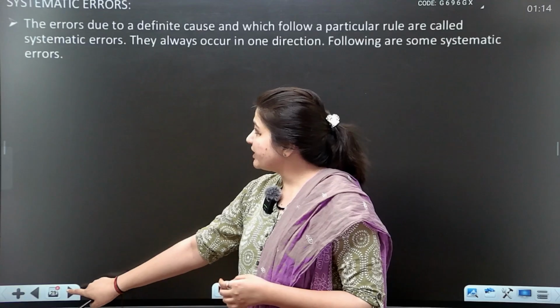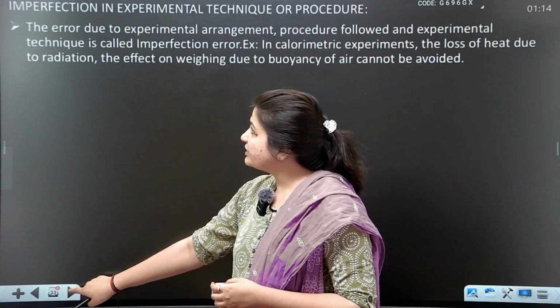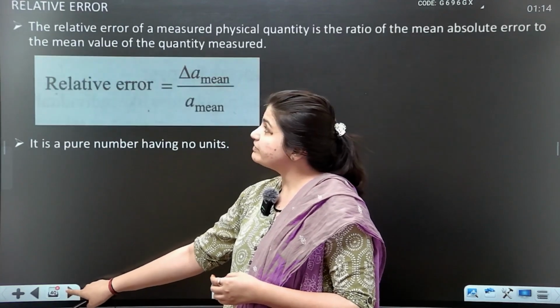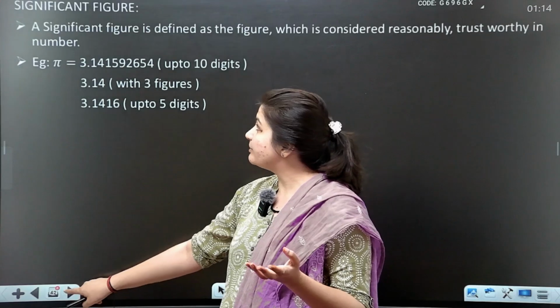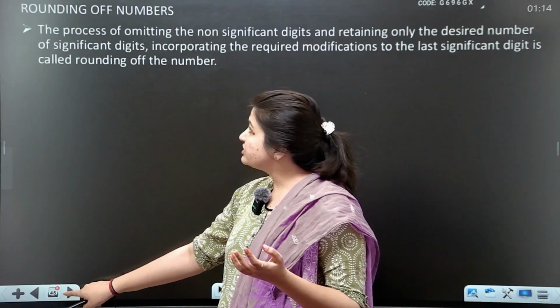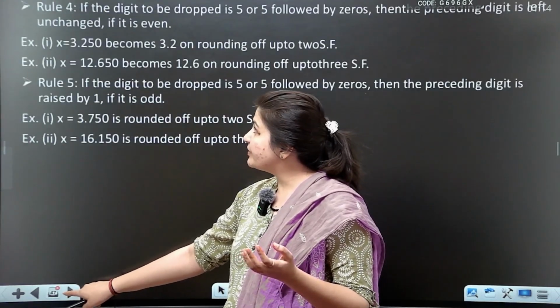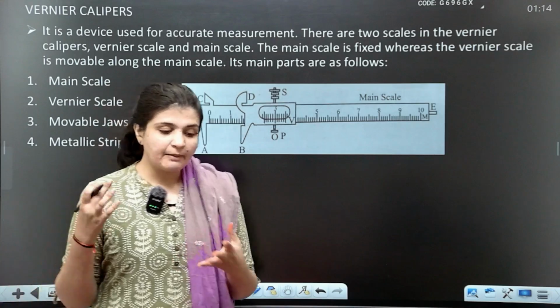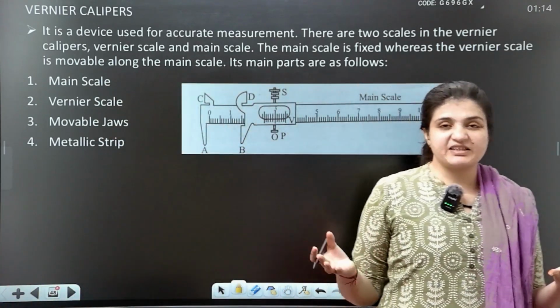So, we learned about the errors. We completed various other concepts, like what types of errors we have, the systematic and random errors. Then we talked about significant figures, then rounding of numbers. Now in this class, we are going to understand about the various measurement devices.